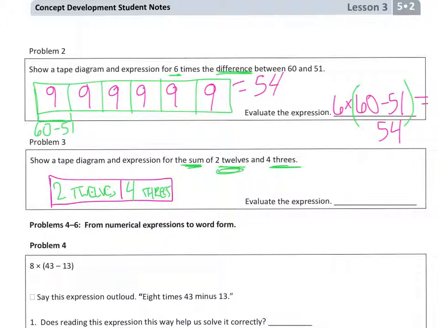Or, let's write that as 2 times 12 and 4 times 3. So 2 times 12 is 24. 4 times 3 is 12. 24 plus 12, 36. Now how we write that, we've got to use parentheses so we know what we do first. We multiplied these together before we added them.